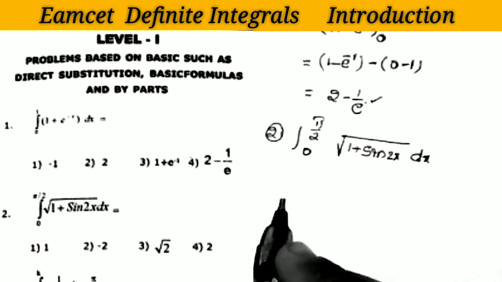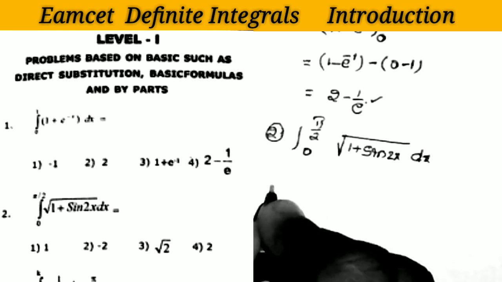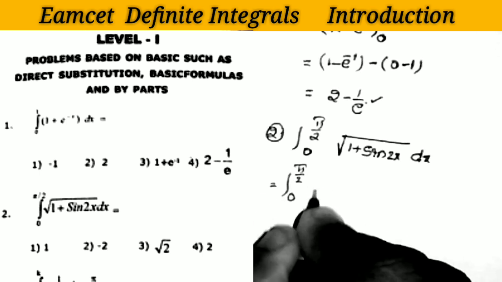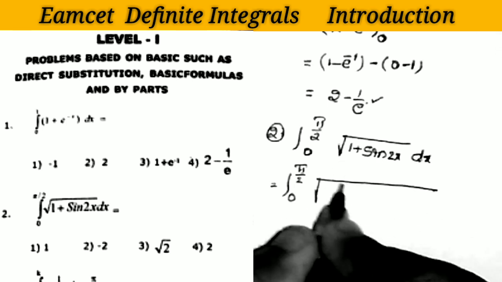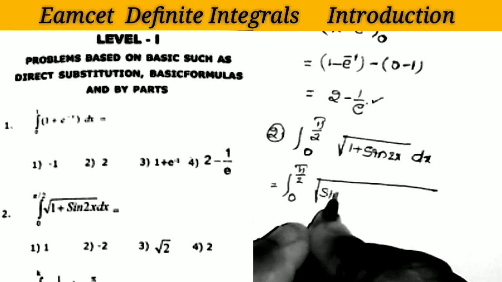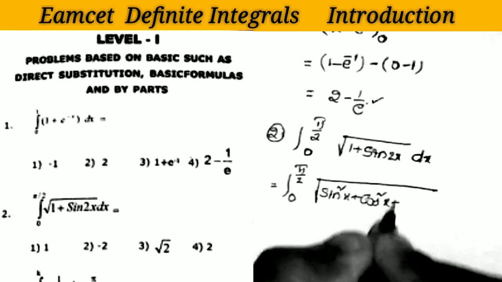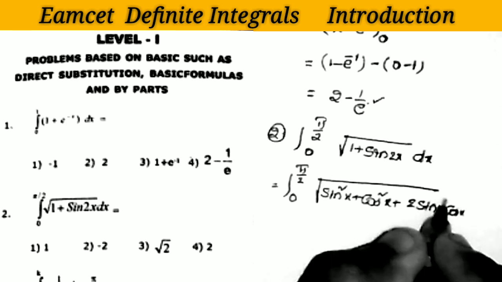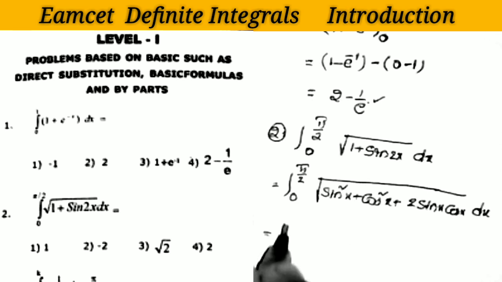Next problem, sum number 2: integral 0 to pi by 2 of square root of 1 plus sin 2x dx. We already simplified this type of question many times in integration. 1 plus sin 2x under square root means we have to remove the square root. For that purpose I replace 1 as sin square x plus cos square x, and sin 2x is equal to 2 sin x cos x.